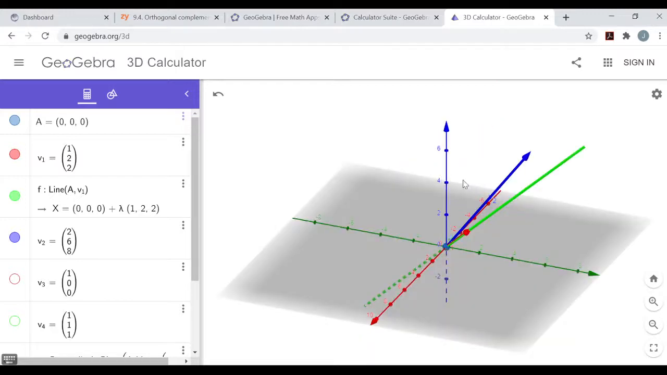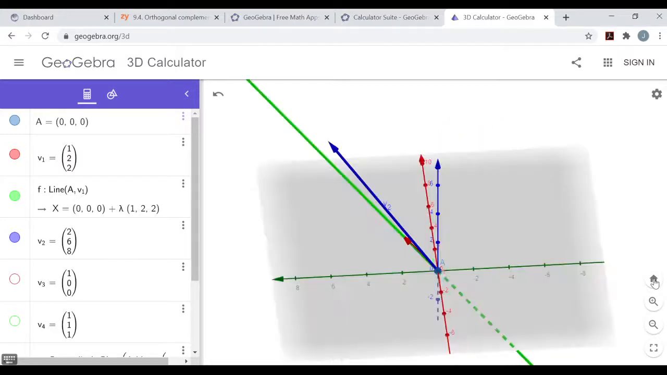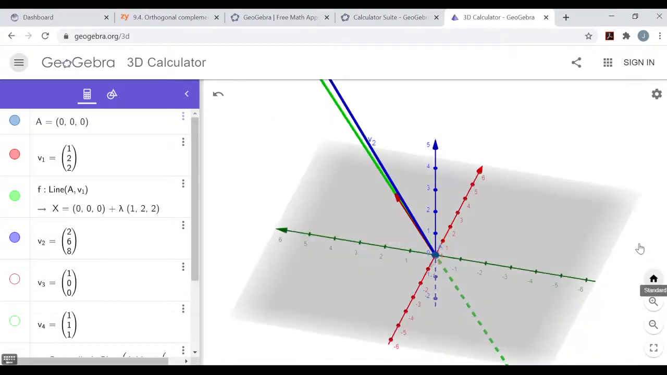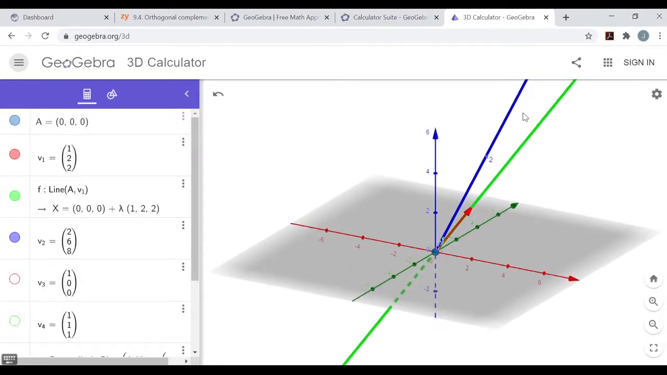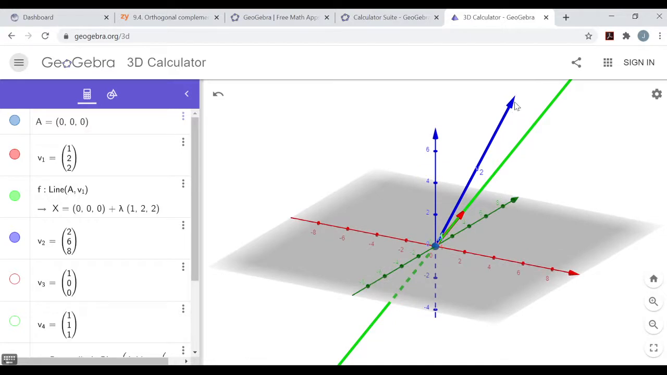Just moving it around here, you can see all sorts of different angles. Again, the green line is W, the subspace, and V2, the blue vector. Zoom out so we can see the whole thing. That blue vector is the vector y, 2, 6, 8.